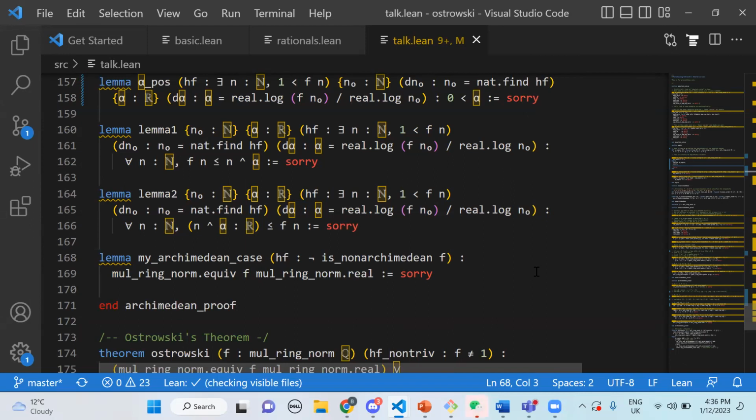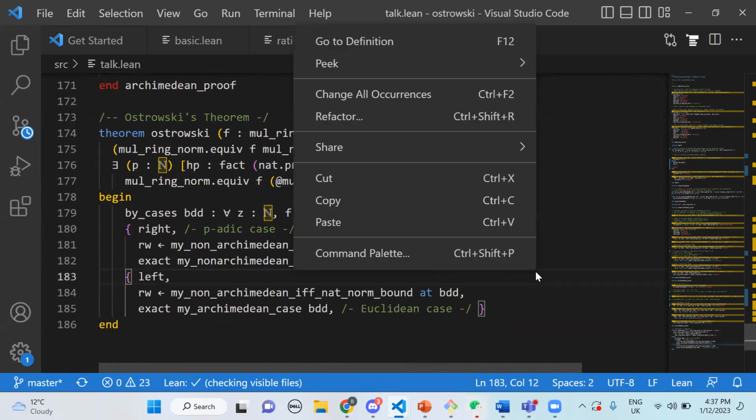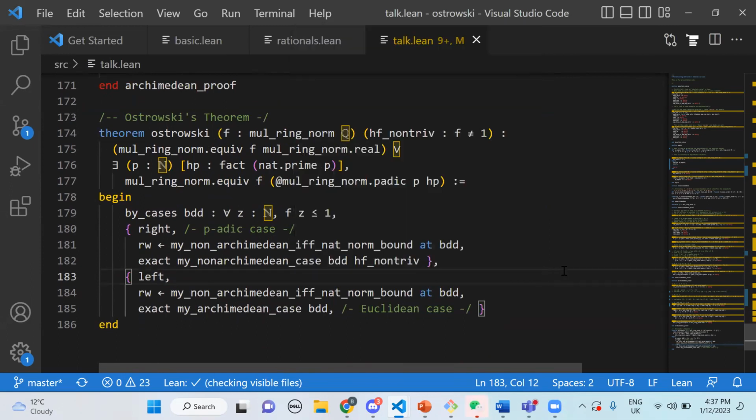And lastly is the whole theorem. If f is an absolute value and f is non-trivial, then it is either equivalent to the real one, or there is some prime number such that it is equivalent to the p-adic one. And a few lines just solve this theorem, but we actually need everything that we talked about above. So this is how we formalize the Ostrowski theorem in Lean.